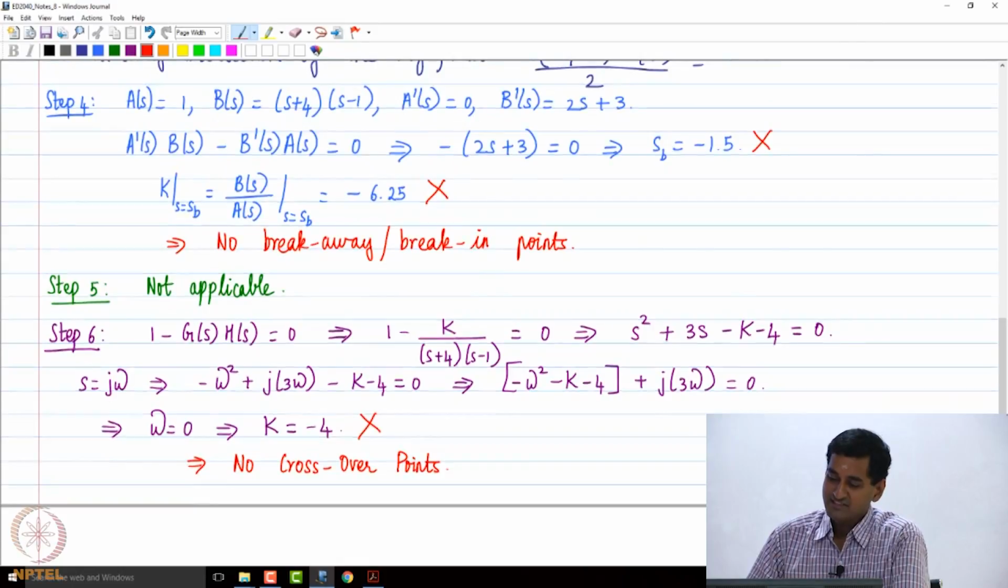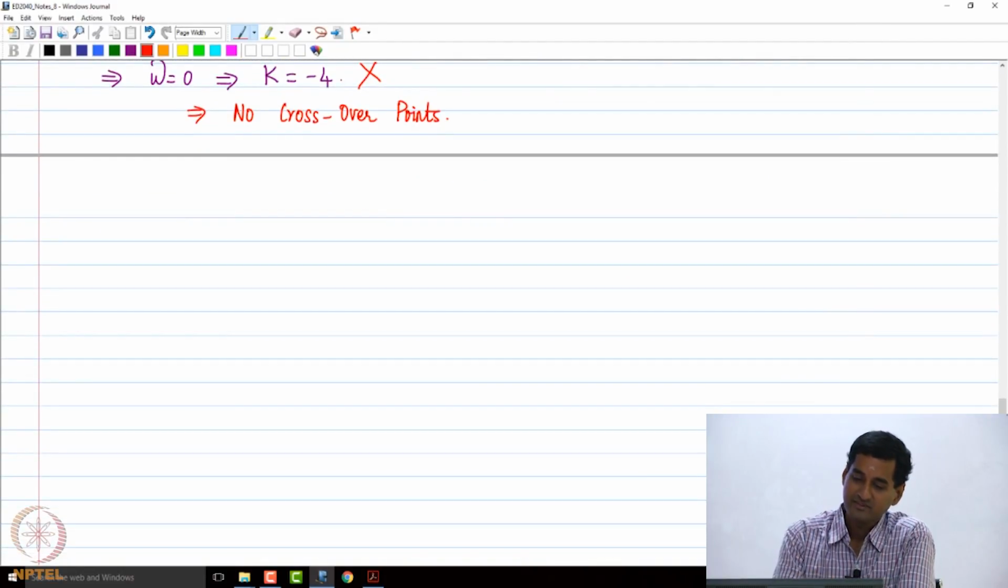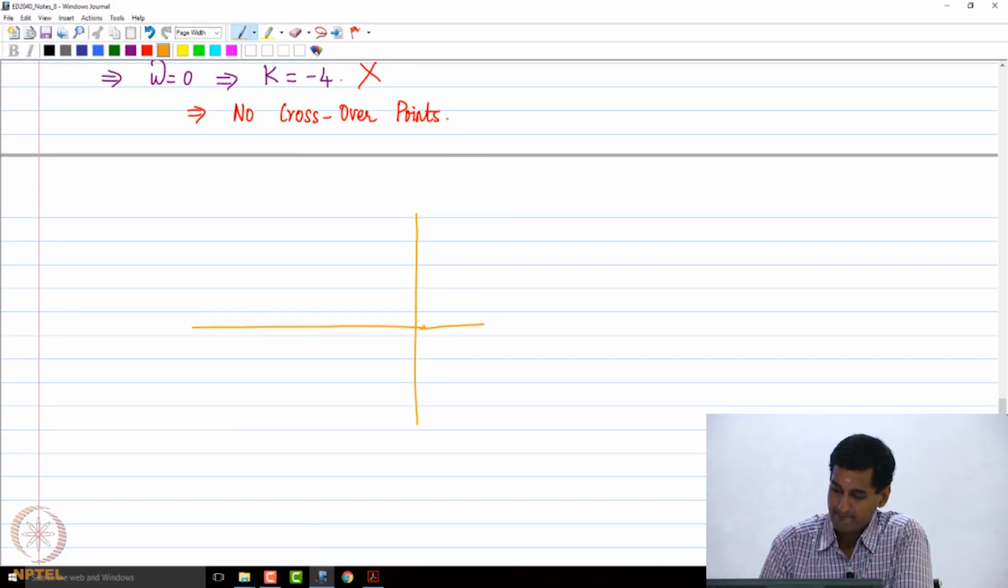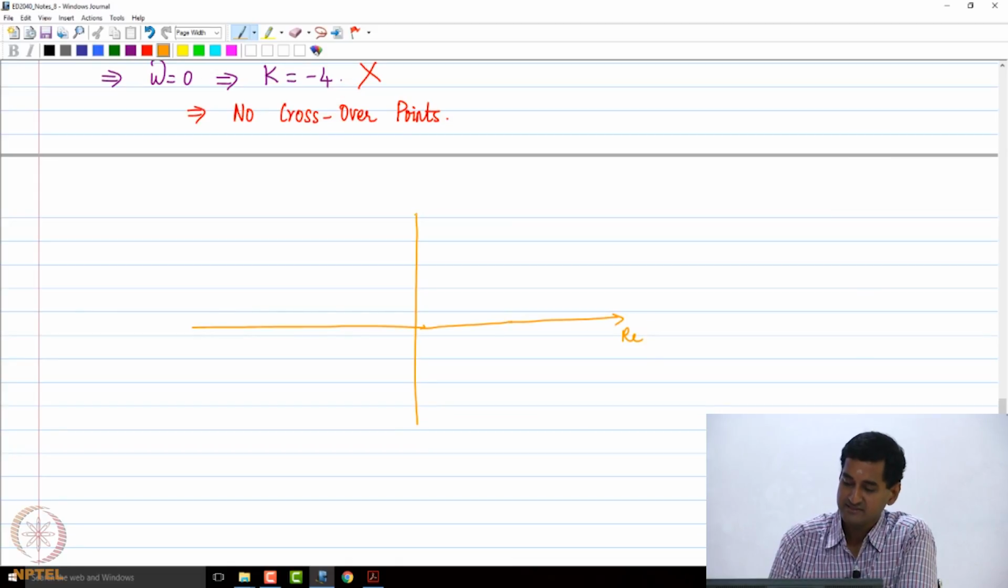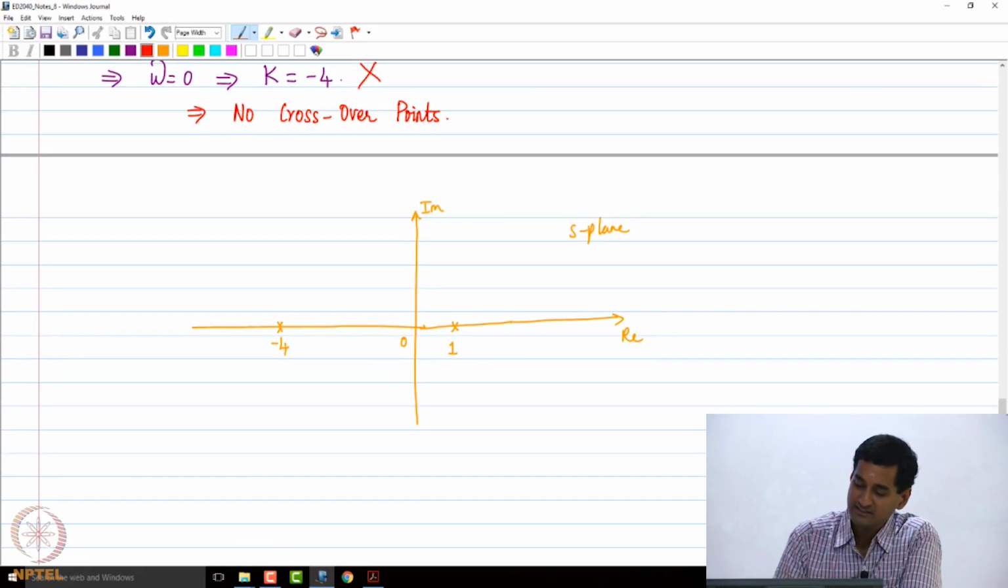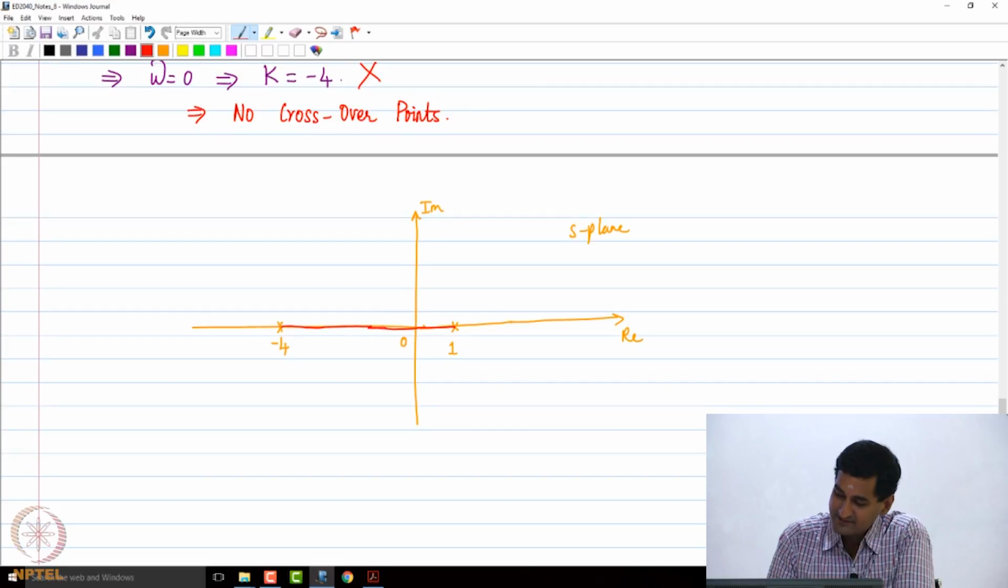So, if we sketch the root locus now, what do we see? Let us say this is the real axis, imaginary axis, S plane, 0, and the open loop poles were at -4 and +1, right. Let us say I use red color to construct the root locus with negative feedback. If you recall what happened with negative feedback, the root locus was something like this, right.